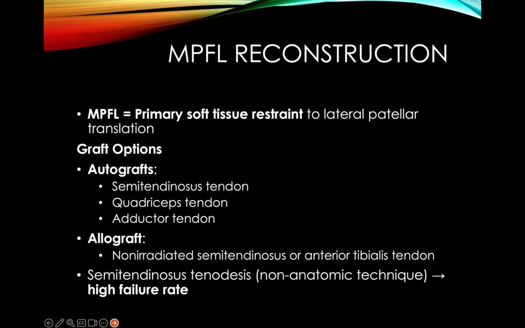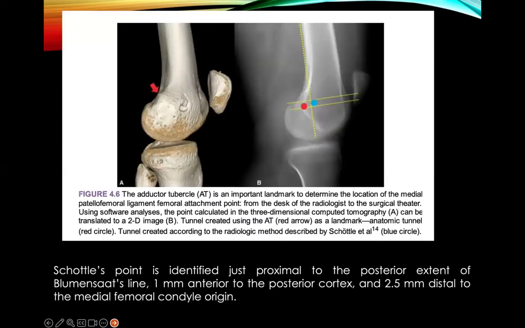Autografts or allografts can be used. Autografts commonly used are semitendinosus. Sometimes some centers do use quadriceps tendon or adductor tendon as well. Allografts are used in very few centers in India, where they use non-irradiated semitendinosus or tibialis tendon. And tenodesis is an old technique that used to be followed, but it is non-anatomic and has a very high failure rate.